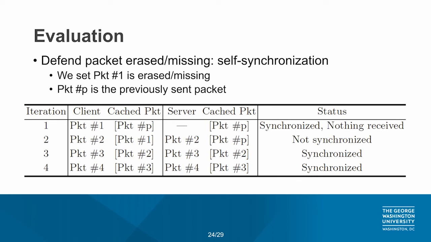And for iteration 2, because the cached packets on the client and the server are different, packet 2 can't be synchronized. However, starting from iteration 3, the cached packet will remain synchronized again, so the system will go back to the self-synchronization status.